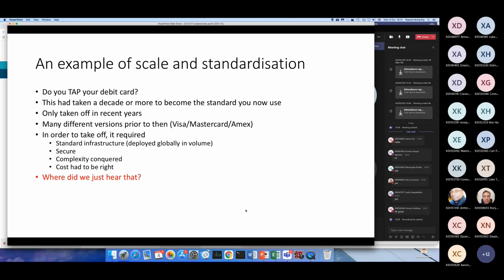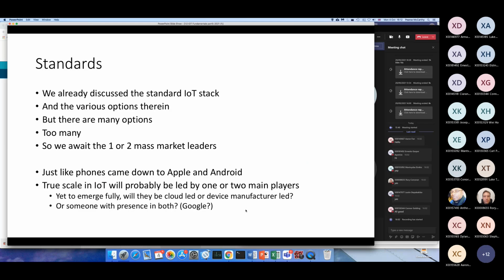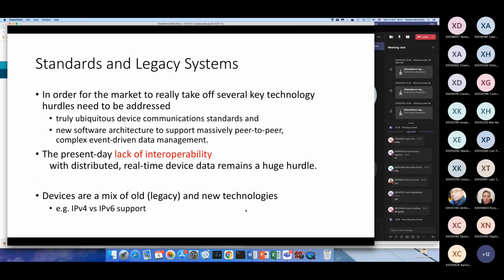What would the world be like? What would the COVID world have been like if you couldn't tap? Imagine that? So it is just totally taken off, but it's a nice example. Where did we hear those 4 things? Well, it's just exactly what I said in the previous slide, right? Which was this. Yeah. So it's a nice example of that.